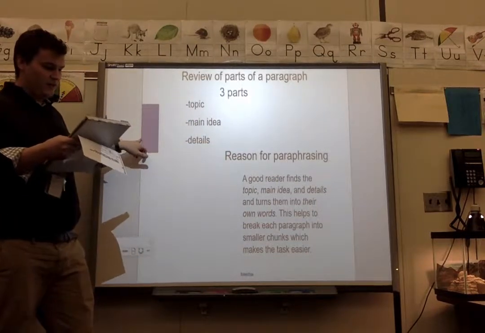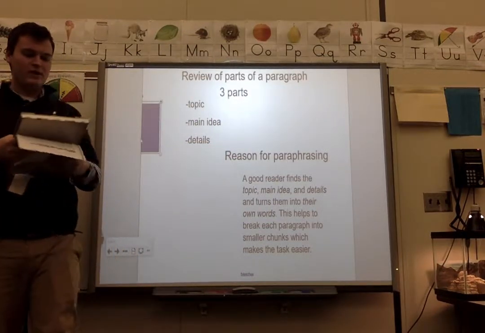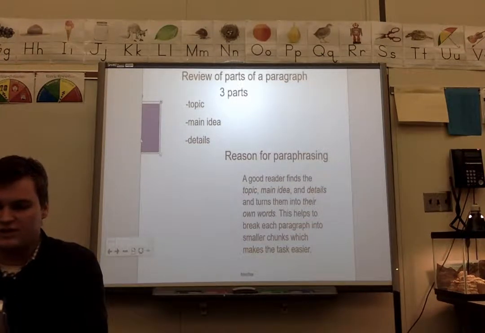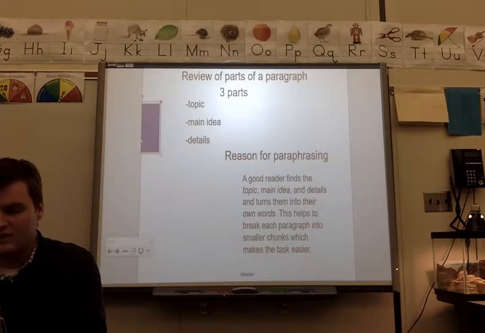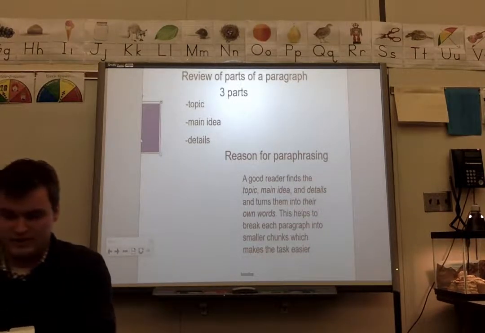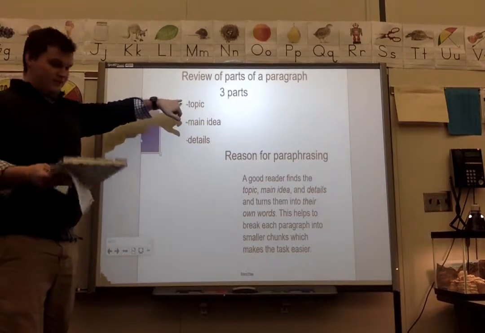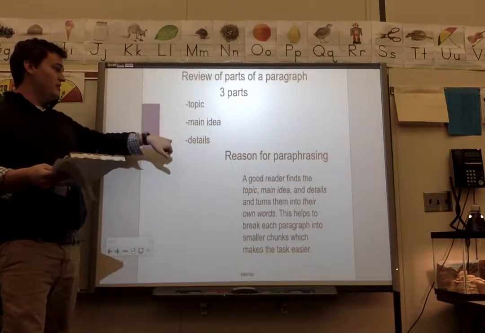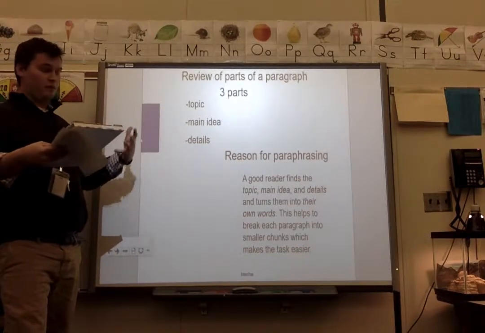As we learned the other day, every well-written paragraph has several parts. It has a topic, a main idea to which all the details are related, and several other details. Just like we broke down a sentence, we're going to break down a paragraph to make it easier when we're paraphrasing, okay? So we have a topic, main idea, and detail. We always need a topic, main idea, and a detail when we're going to have parts of a paragraph.